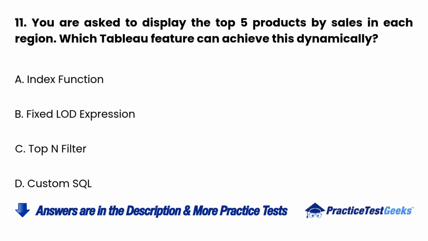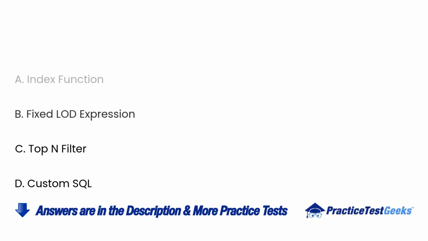11. You are asked to display the top 5 products by sales in each region. Which Tableau feature can achieve this dynamically? A. Index function. B. Fixed LOD expression. C. Top-end filter. D. Custom SQL.